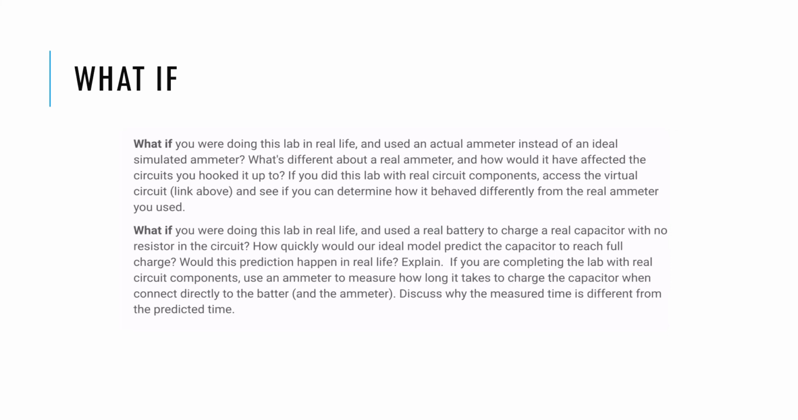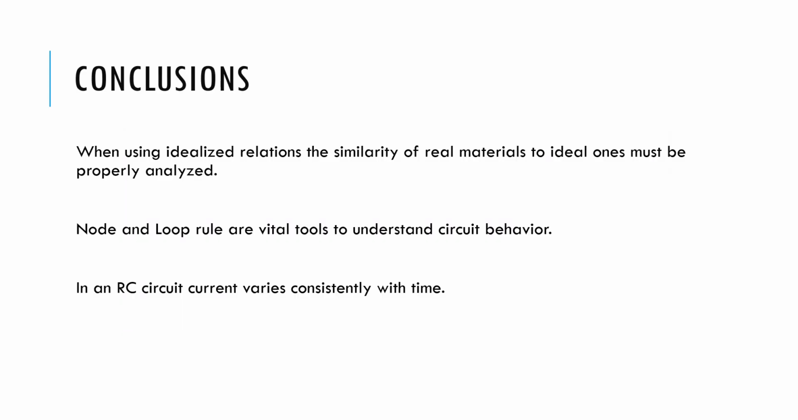What if you're doing this lab in real life and used a real battery to charge a capacitor? Because real wires have resistance, you'd see a capacitor charge over time. It would charge in relation to the amount of resistance of the wires. If wires really had no resistance, it would charge immediately as the electromotive force could kick in. Overall conclusions: when using idealized relations, it's important to assess the similarity of the real materials you're using to the ideal ones.